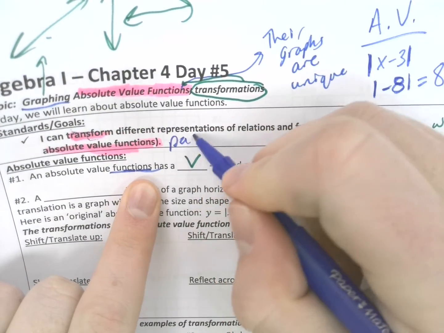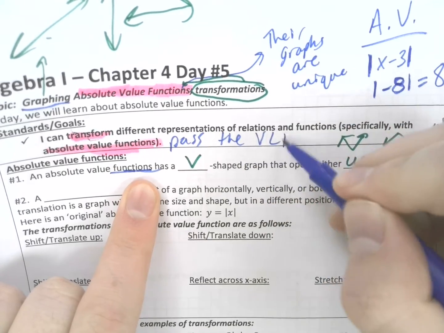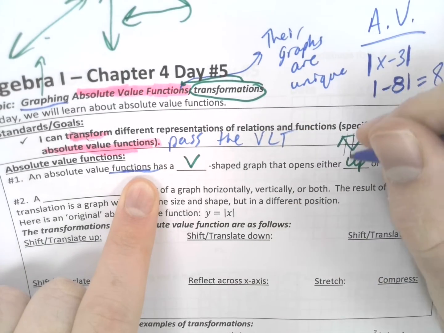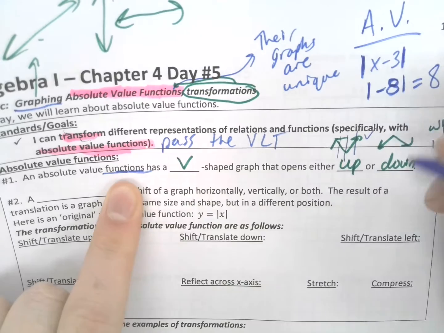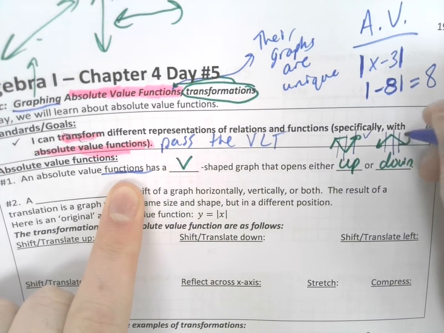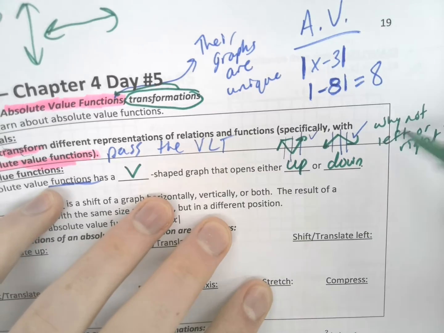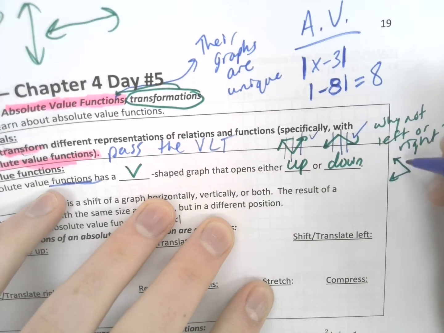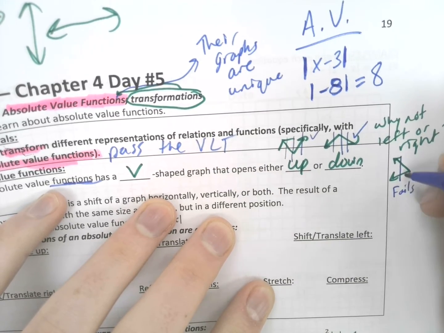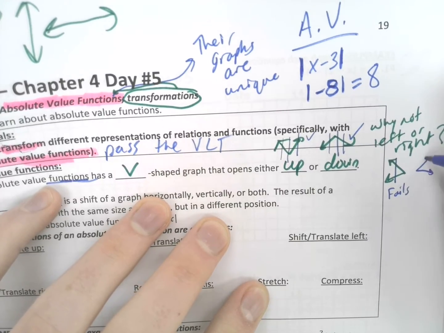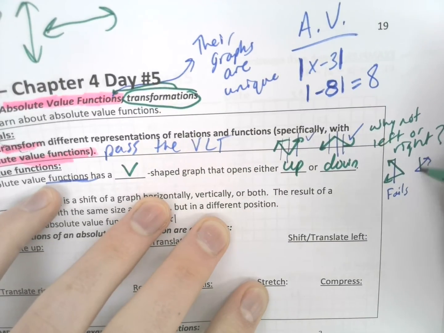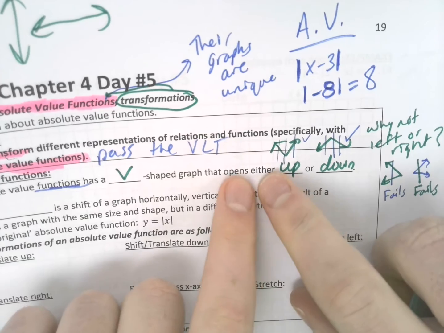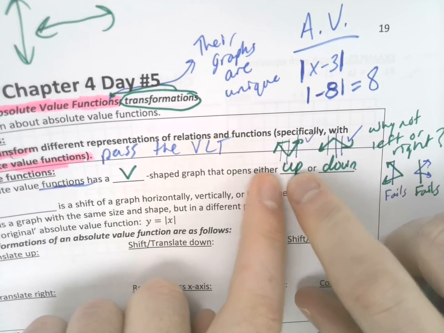It has to pass the vertical line test, the VLT. So when we draw vertical lines, we see pass, pass, pass, passes, passes, passes. What would happen if you had left or right? If it opened to the left, ooh, that fails. If it opens to the right, ooh, that fails. So these will not be functions. The only way that these absolute value graphs are functions is if they open up or down.